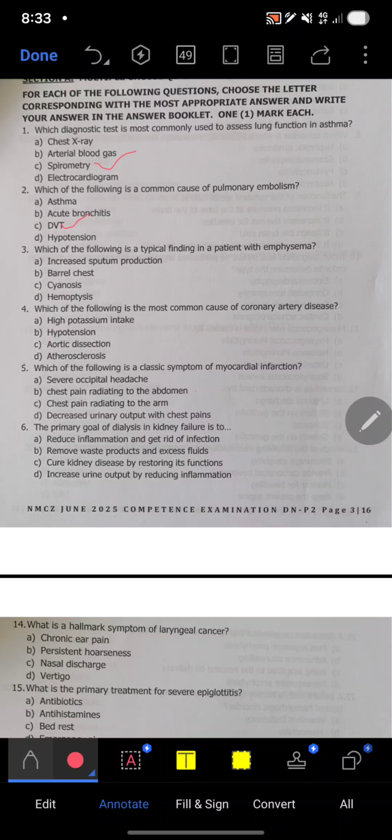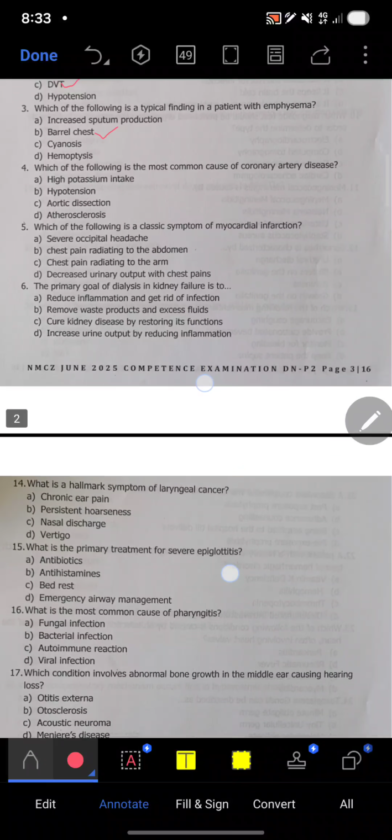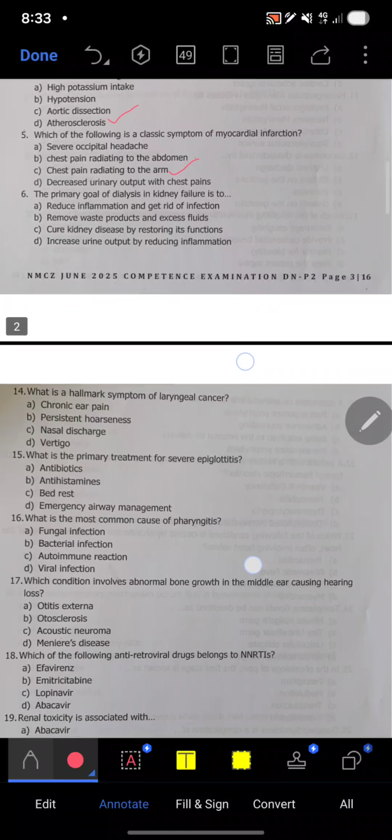Question 3 says, which of the following is a typical finding in a patient with emphysema? The correct answer here is B, which is a barrel chest. Question 4, which of the following is the most common cause of coronary artery disease? And the answer is D, which is atherosclerosis. Question 5, which of the following is a classic symptom of myocardial infarction? And the answer here is C, which is chest pain radiating to the arm.